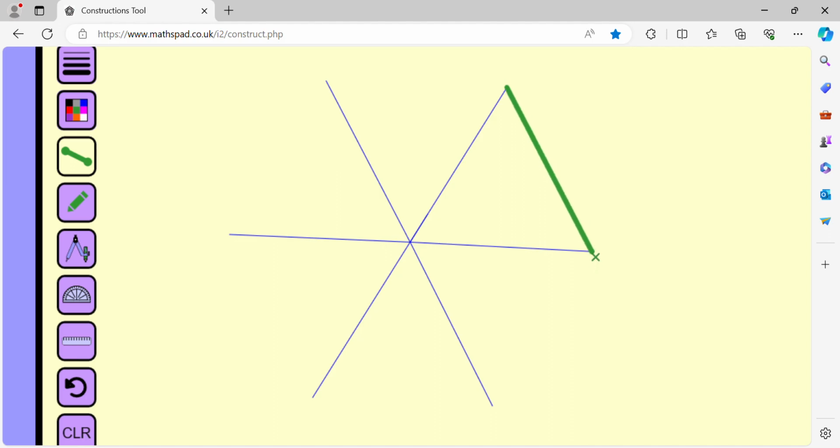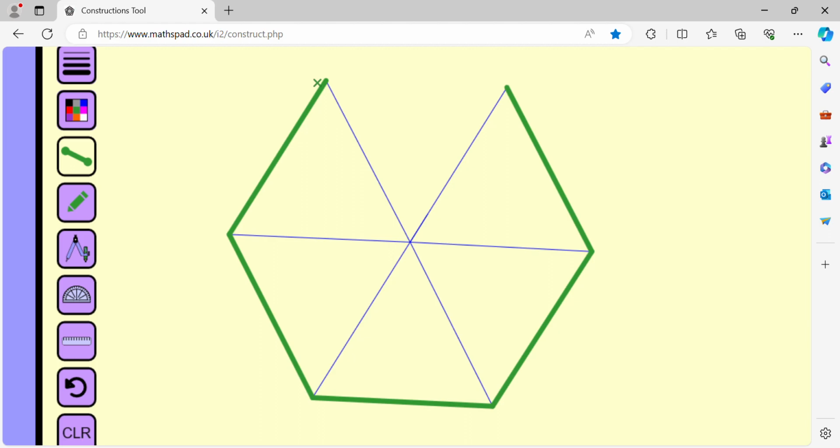So you get one side of the hexagon, two sides, three sides, four sides, five sides, and six sides. Well done, we have drawn a regular hexagon by just drawing a number of angles that measure 60 degrees at the center.